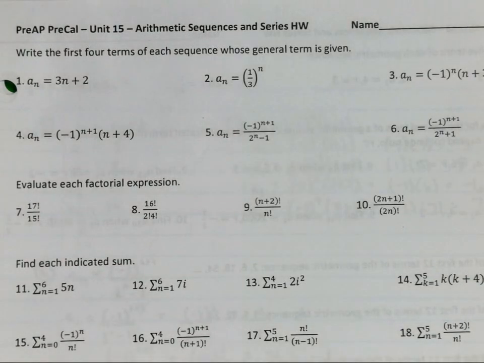We've learned how to write the first 4 terms of each sequence whose general term is given. This is like the what of the sequence. It starts with R and has 3 letters after it. It's the rule of the sequence, okay? R-U-L-E.